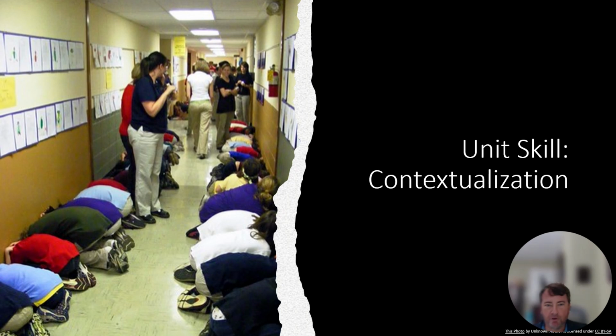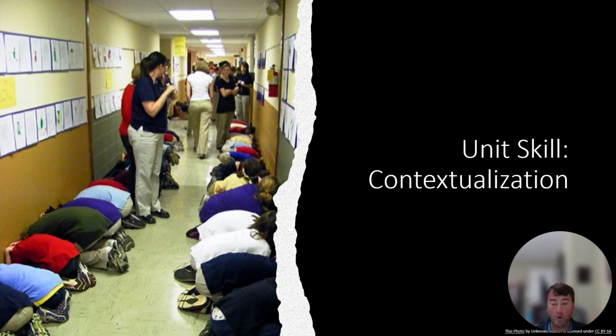So our unit skill is contextualization. Now, what that means is when we contextualize something, we try to put it in its proper place and perspective for that time period. So I gave an example here. If I see this image, how do I contextualize this image? Well, in other words, I have to ask what was this image trying to show me? Well, obviously, this is the image of a school.